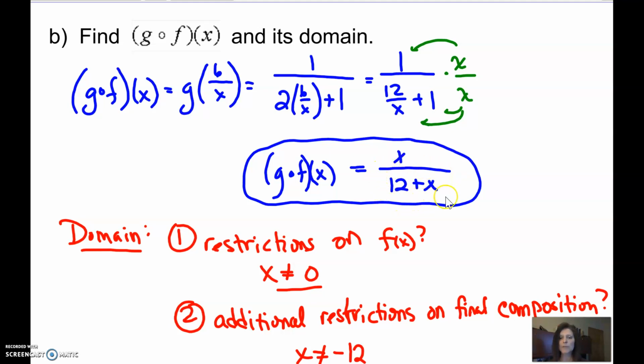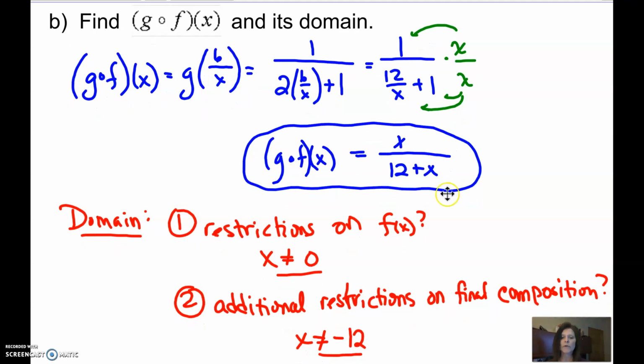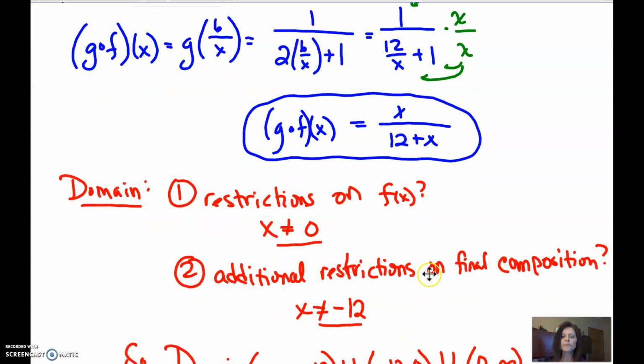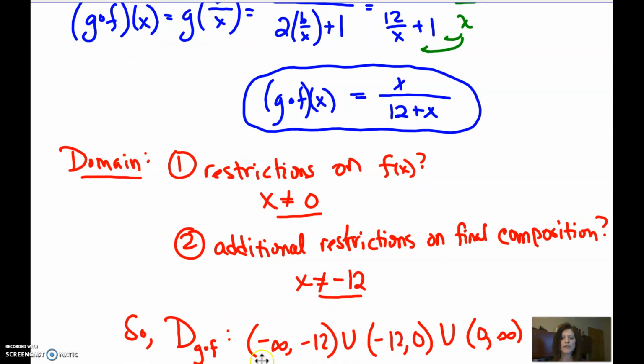We focus on the denominator and say, what would make that equal to 0? Well, solving quickly would be negative 12. So now I know I cannot have 0, and I know from the final I can't have negative 12. So I'd have 2 holes punched on my number line, which means my interval form is going to be negative infinity to the negative 12, then negative 12 to 0, and finally 0 to infinity.